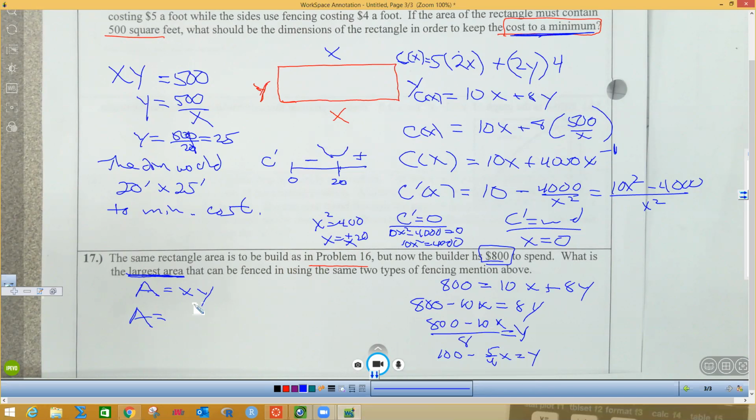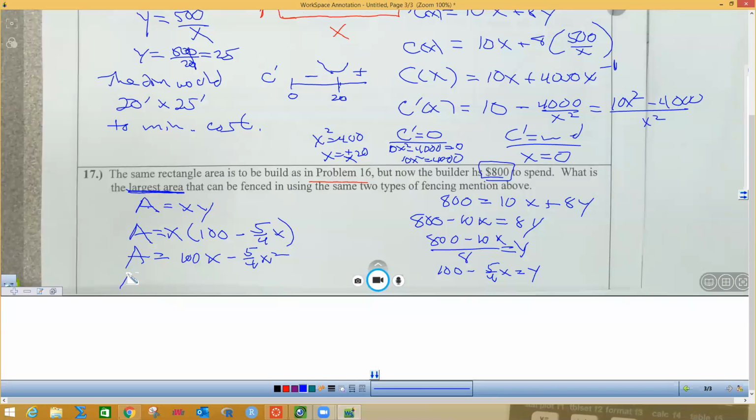So I'm going to go ahead and put this over here. So I'm going to have x times 100 minus 5/4 x. And then I'm going to distribute my x, get A equals 100x minus 5/4 x squared. And now I'm going to do the derivative of this to find my critical numbers. So A prime is going to equal 100 minus 5/2 x. So again, critical numbers are going to occur. This has no x in the denominator, so there are no places A prime is undefined. But we can find where A prime equals 0.